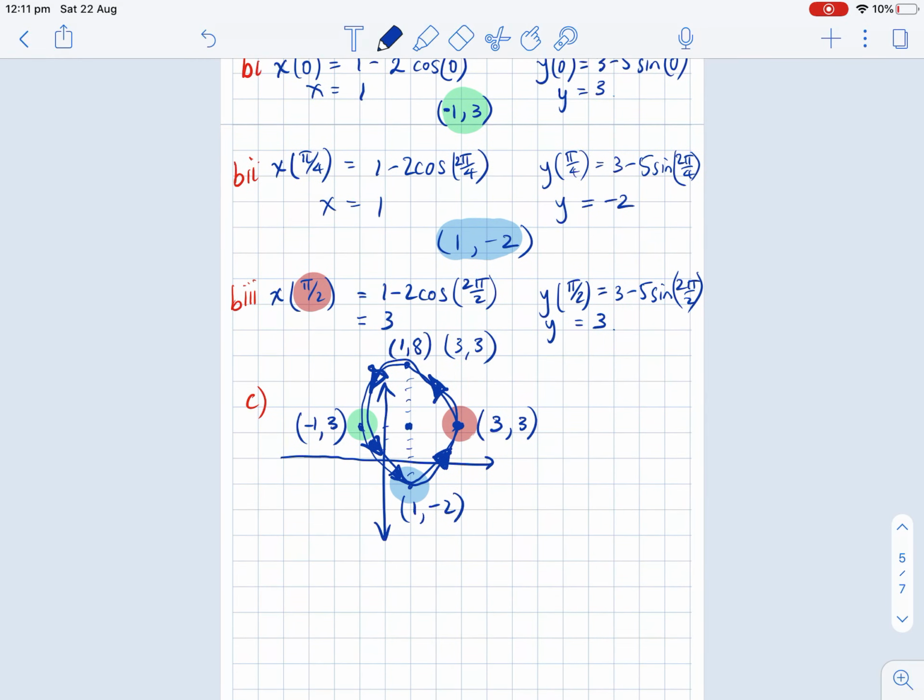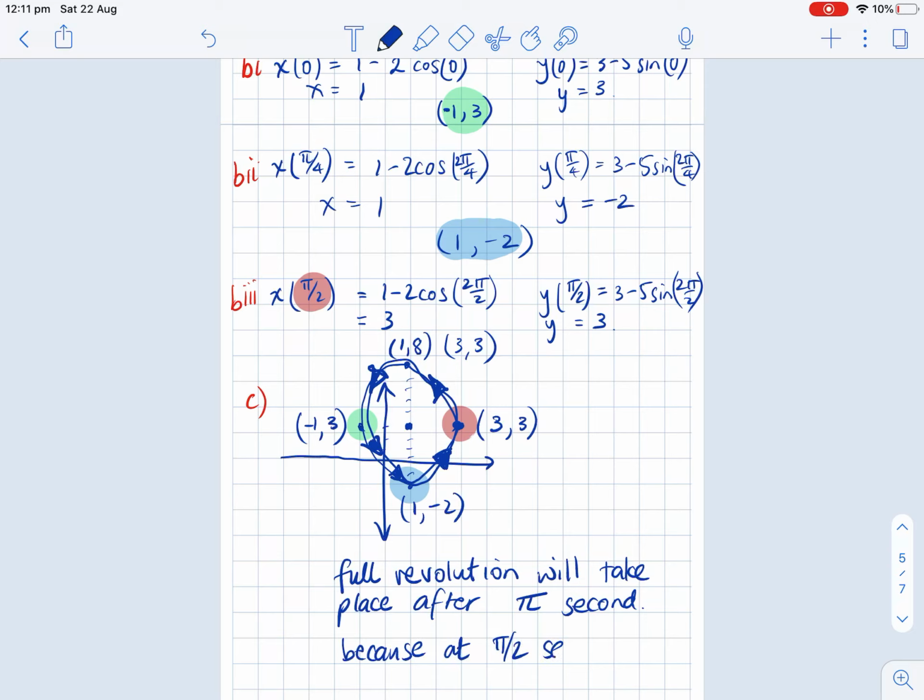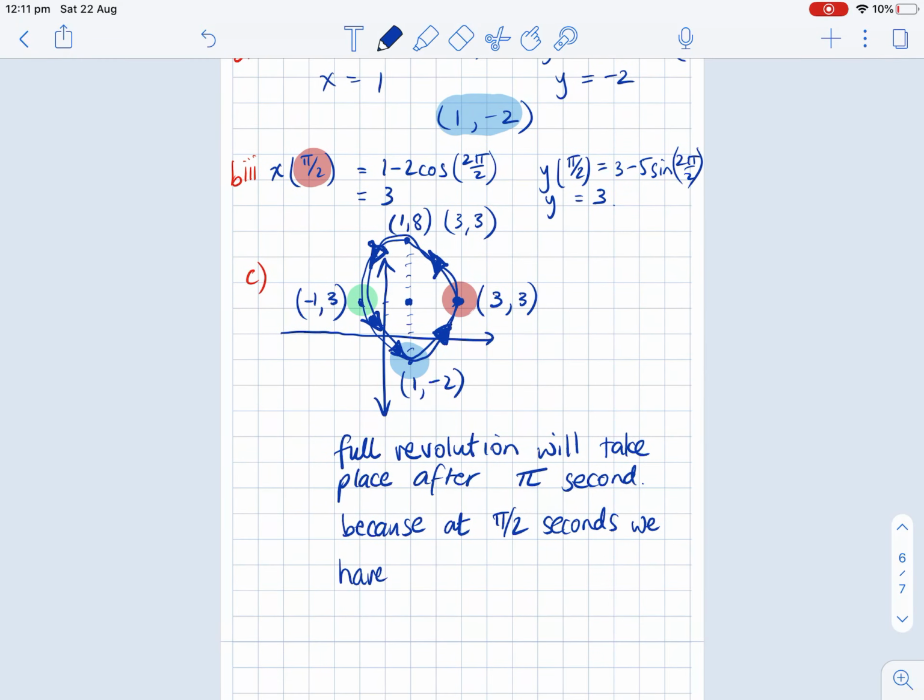So for part C, drawing my graph has helped me work out my error, and I now know that a full revolution will take place after pi seconds. How did I know that? Because at pi on 2 seconds, we have gone halfway around the ellipse.